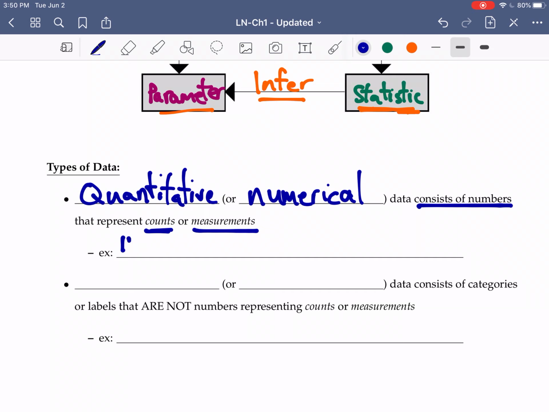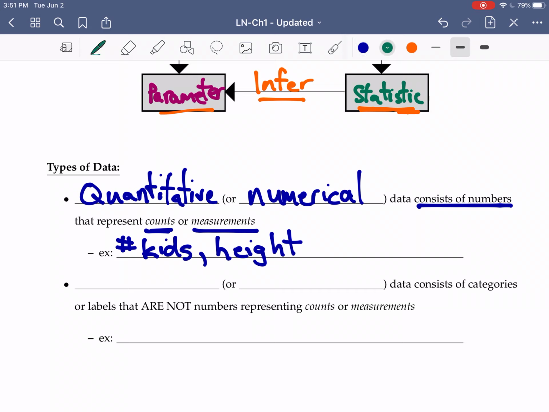So, the number of kids that someone has, or the height of a person. Anything that is a number that represents a count or a measurement, when we collect that, that would be quantitative, thinking about the quantity, the amount. That's quantitative data, it's numerical.